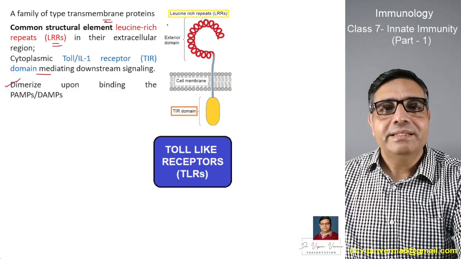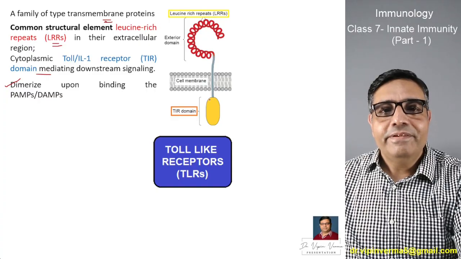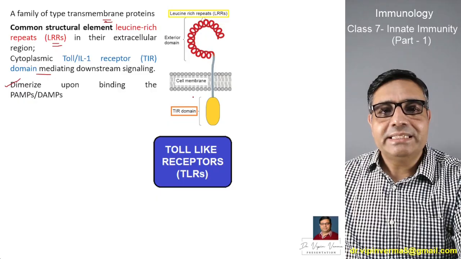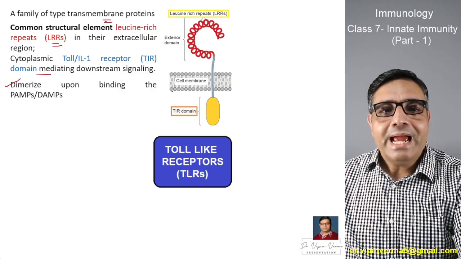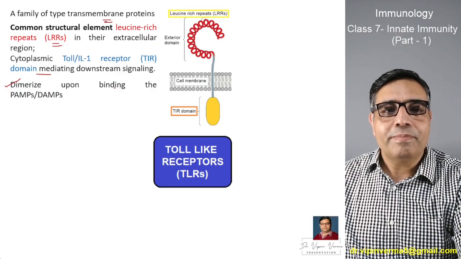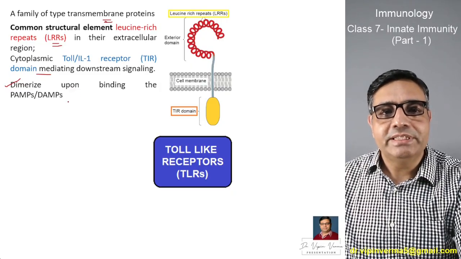So here you can see the leucine-rich repeat, the LRR, in the extracellular region. And then we have the TIR domain, which is the Toll/IL-1 receptor domain. It is in the cytoplasmic tail and mediates downstream signaling. The feature of toll-like receptors is that they dimerize upon binding to PAMPs or DAMPs. How the dimerization happens, we will see.